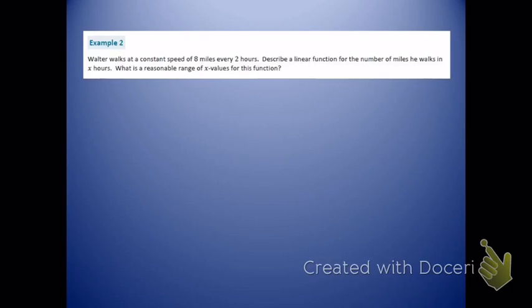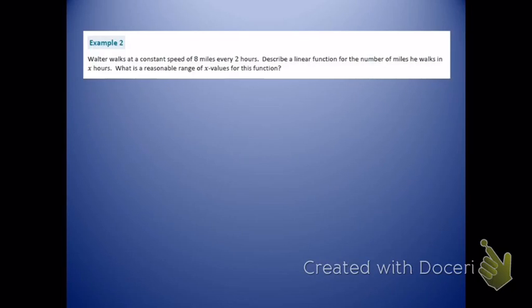Okay, let's look at example 2. This would be a constant rate problem, a distance time problem. So Walter walks at a constant speed of 8 miles every 2 hours. Describe a linear function for the number of miles he walks in x hours. What is a reasonable range of x values for this function?